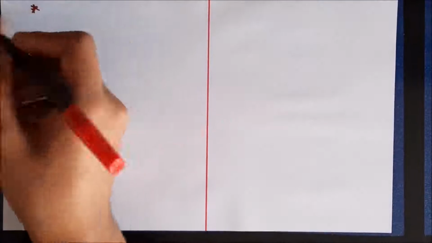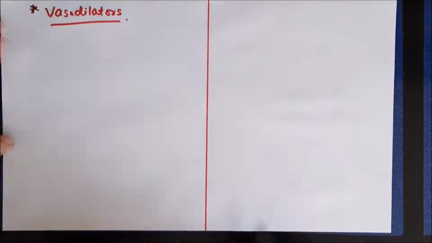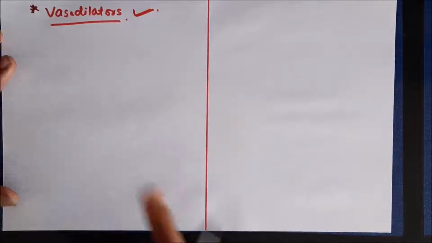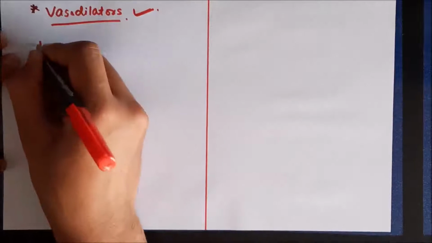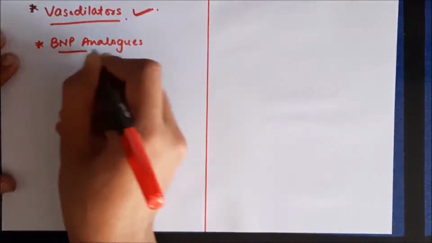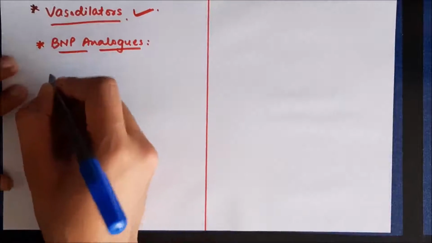Now, another class of drugs which we use in the patients of acute CHF, these are vasodilators. Now, in acute CHF, they are used to treat pulmonary edema. However, they are also used in chronic congestive heart failure, and they play an important role in decreasing mortality. So, they will be discussed in detail in the treatment of chronic congestive heart failure. Another important class of drugs, which is a recently developed class of drugs, they are known as BNP analogs.